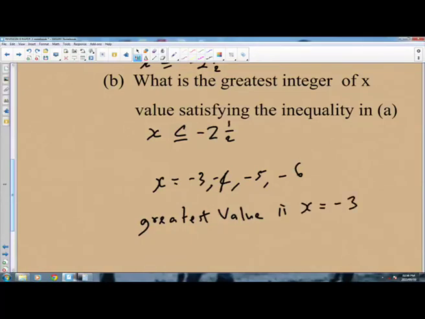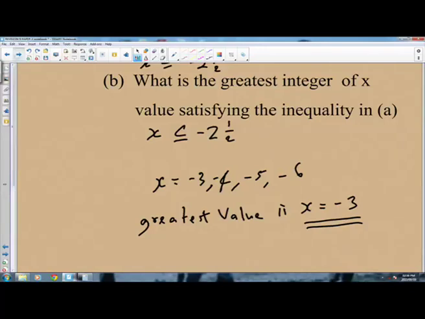This is the greatest value which will satisfy this inequality. Minus 4 is less than minus 3, minus 5 is less than minus 3 as well, minus 6 is also less than minus 3. So the greatest integer value which satisfies this inequality is minus 3. This is how you answer this question.